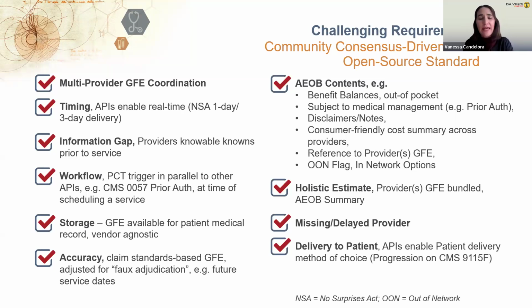All the requirements for the AEOB content, so benefit balances, what an out-of-pocket will look like. Is this service subject to medical management or prior auth or other things like that? Disclaimers and notes being available, having a consumer-friendly summary across providers if there's more than one, to enable making that actionable for a patient is really important. A reference back to the provider or providers. The good faith estimate is a requirement from the AEOB, and we're able to have that reference as part of the FHIR constructs.